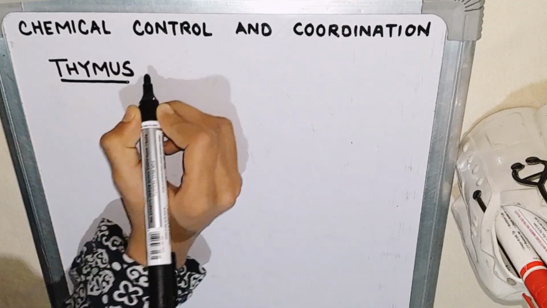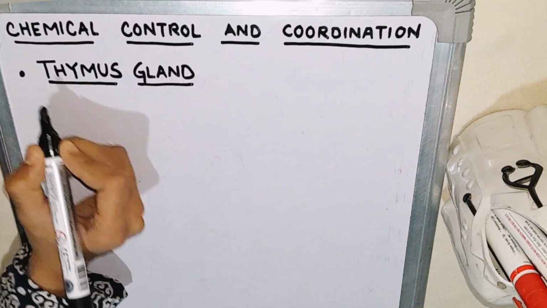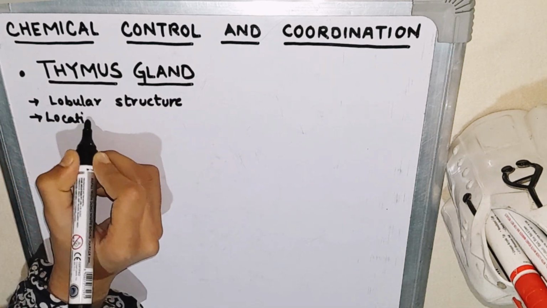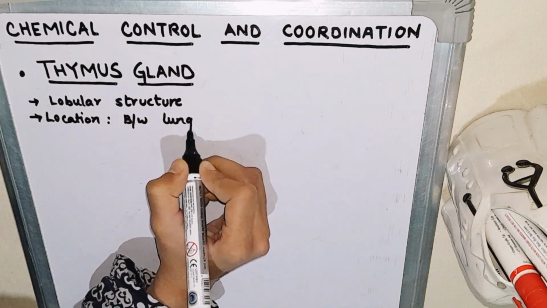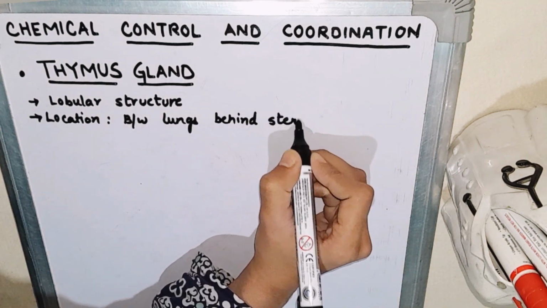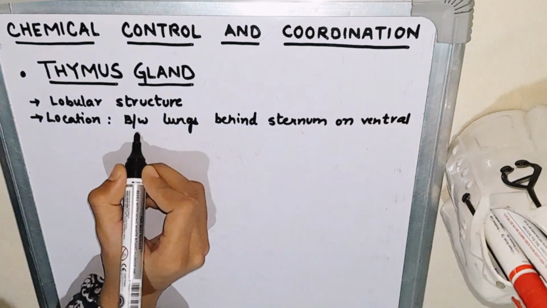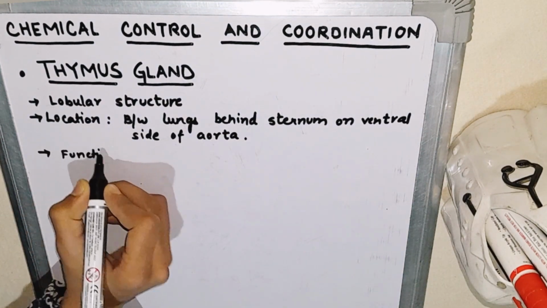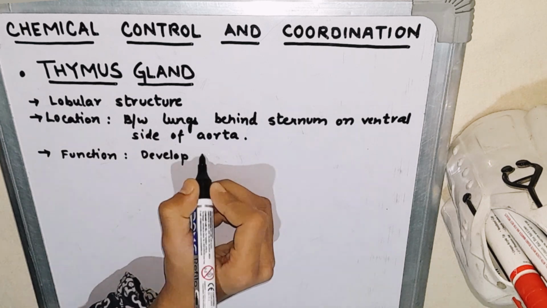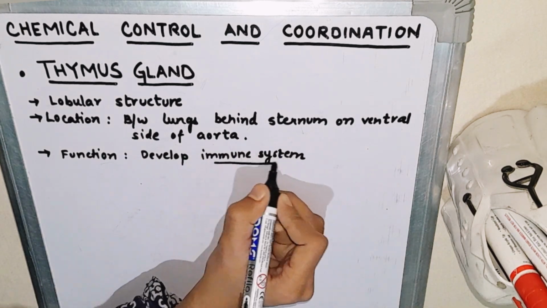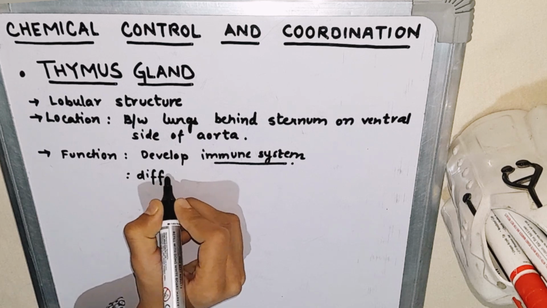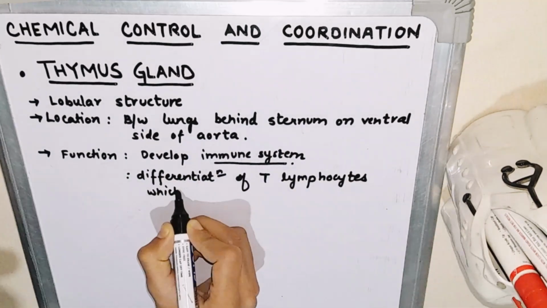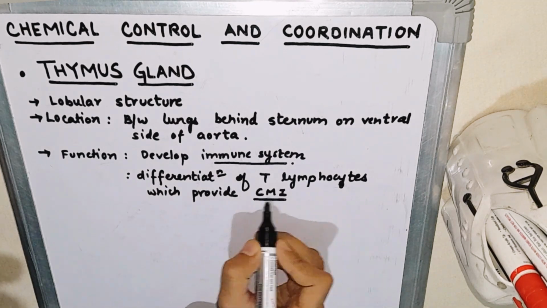Let's begin. First topic is thymus gland. Thymus gland is a lobular structure. It is located between the lungs and behind the sternum on the ventral side of the aorta. Thymus gland functions to develop the immune system of our body, and it is also used to differentiate T lymphocytes, which provide us with cell-mediated immunity.